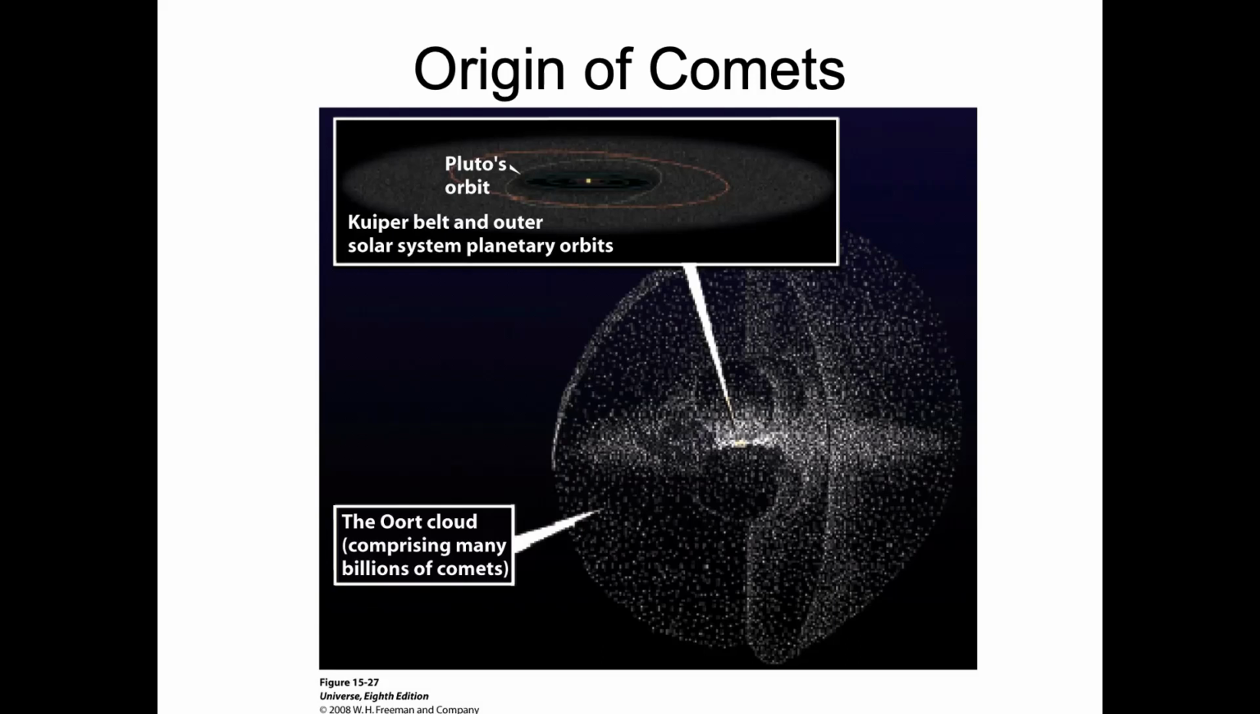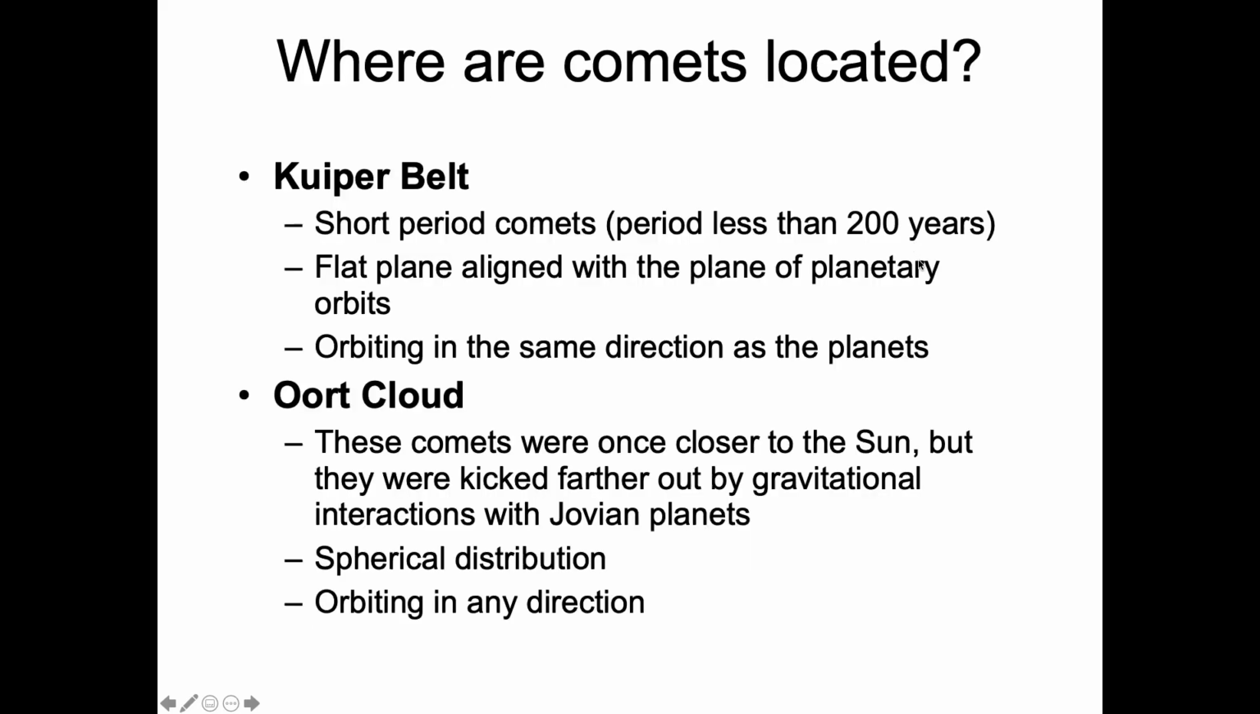Well, one, the comets are very, very small. They're sort of orbiting randomly, but they're also so far away that you can't really see them. They're very, very difficult to see.